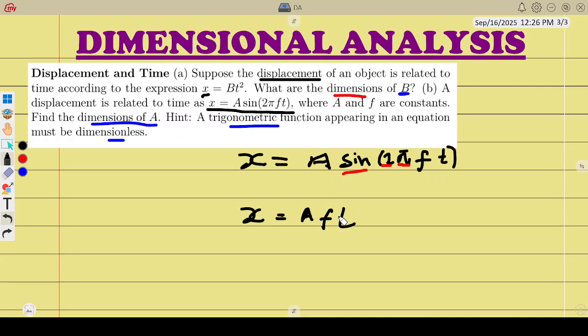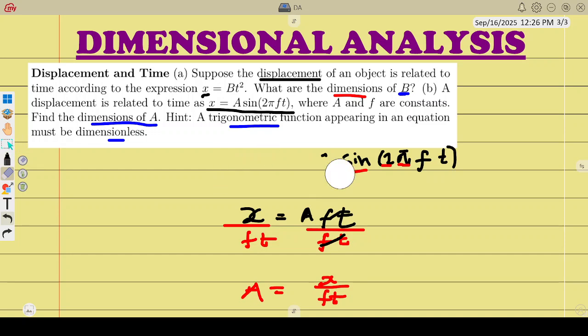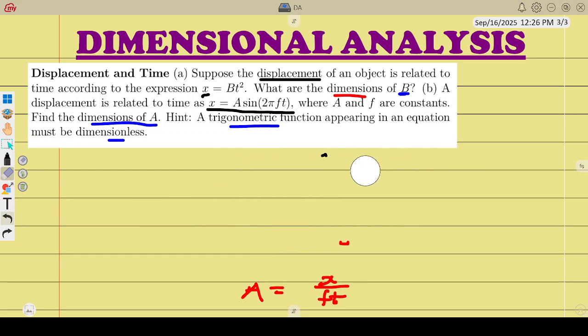This is the solution coming up. And then we can make a the subject of the formula. So here we divide by ft, also there ft. So this means that a will be x over ft. So this cancelled with that. So we've made a the subject of the formula.